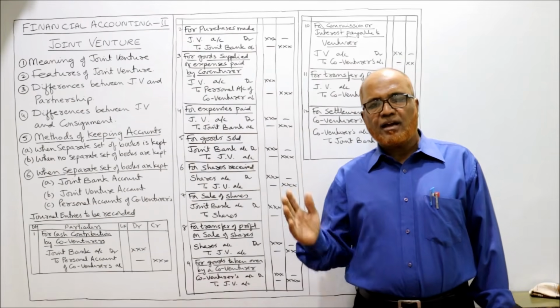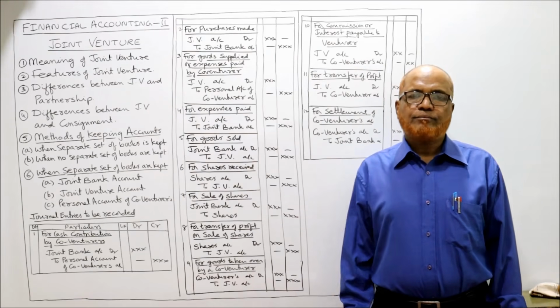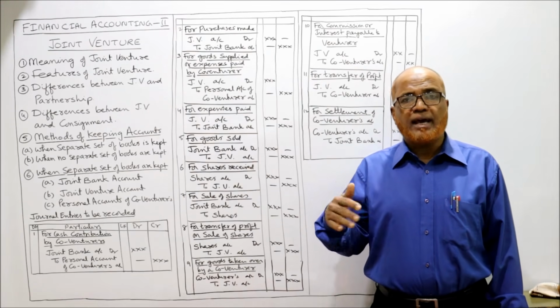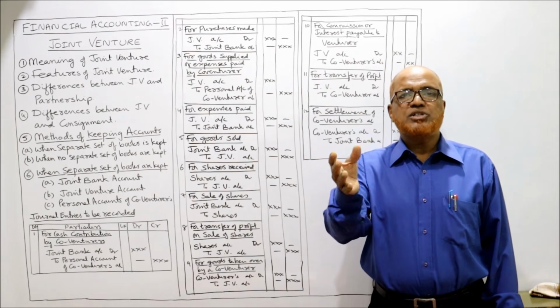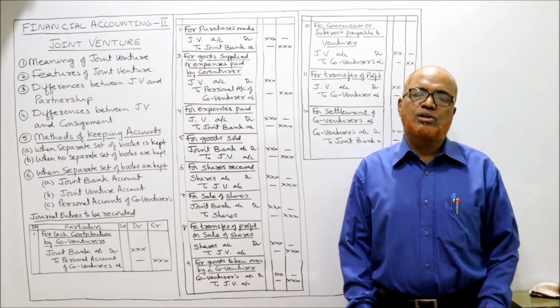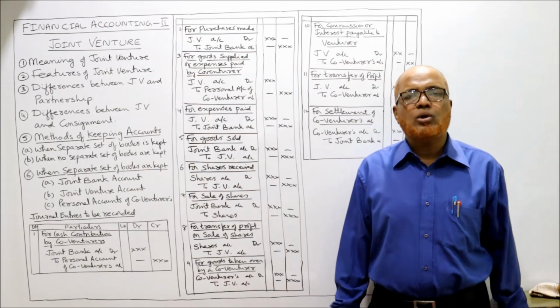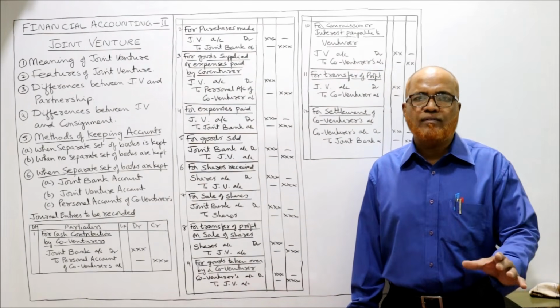And joint bank account is credited for the purchases made, for expenses paid, and finally the amount which is paid to the co-venturers in settlement of their accounts. So after settling the accounts, automatically joint bank account will get closed at the end of the venture.